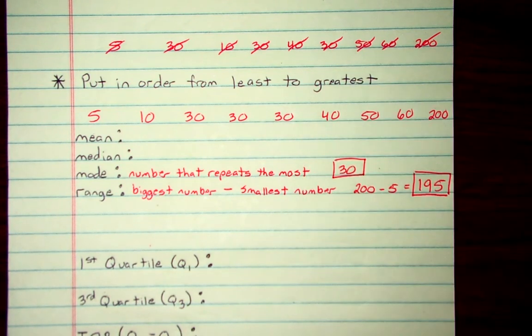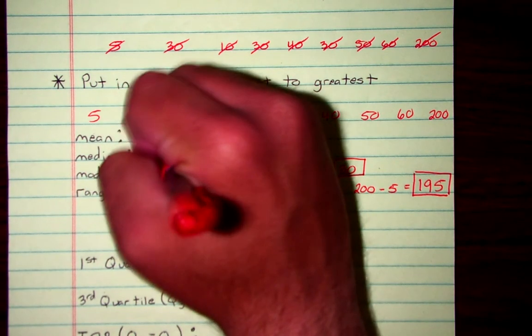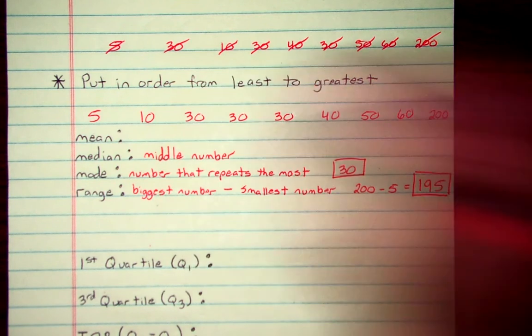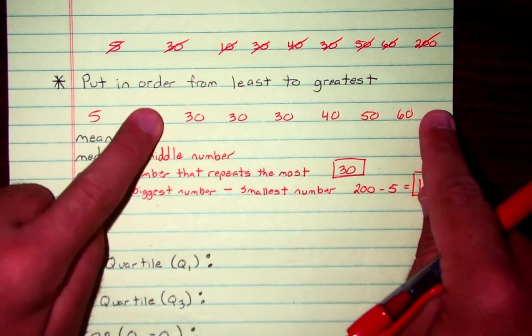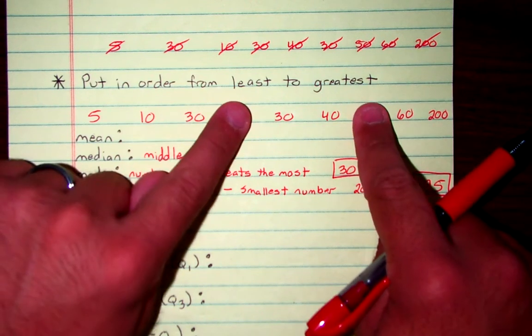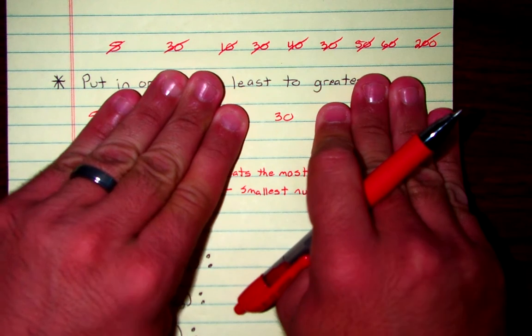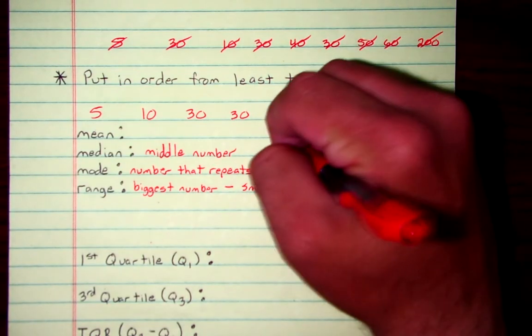The next one is the median. This is your middle number. Now remember, you take one off the front, one off the back, one off the front, one off the back, one off the front, one off the back, one off the front, one off the back. Ooh, what am I left with? I'm left with that 30 all by itself. That is your median, that is your middle number.